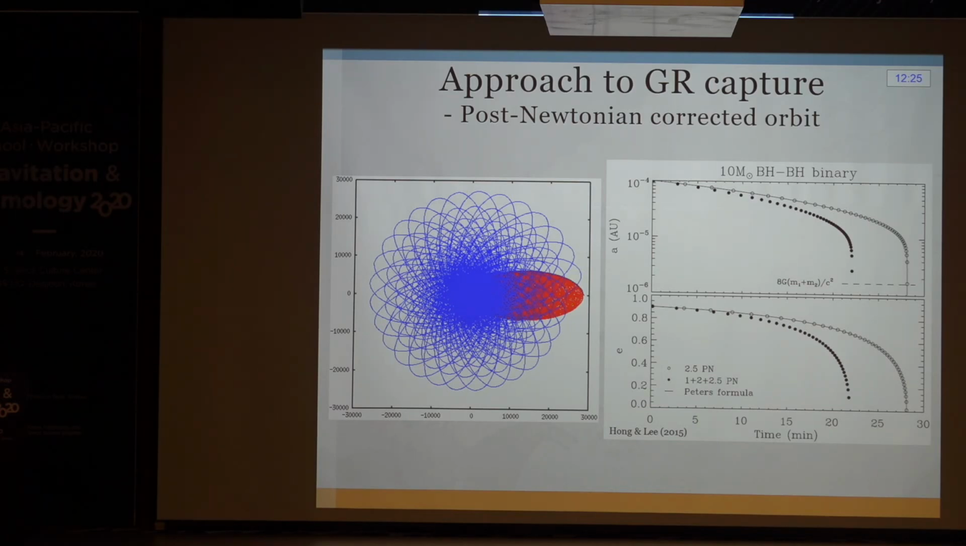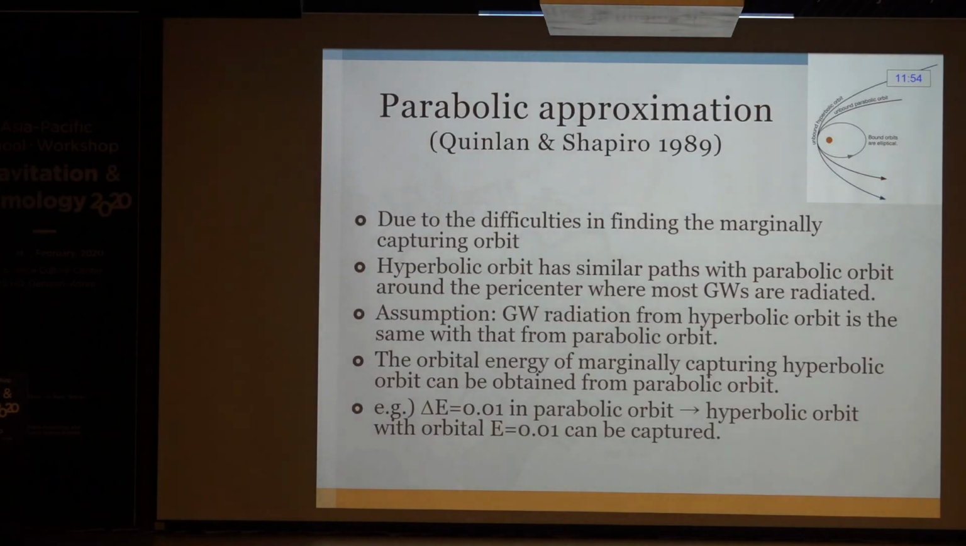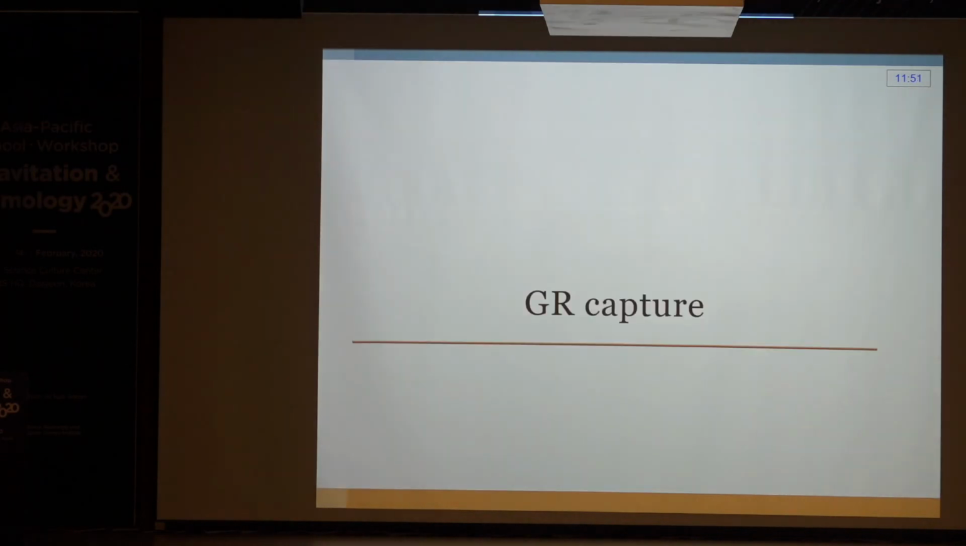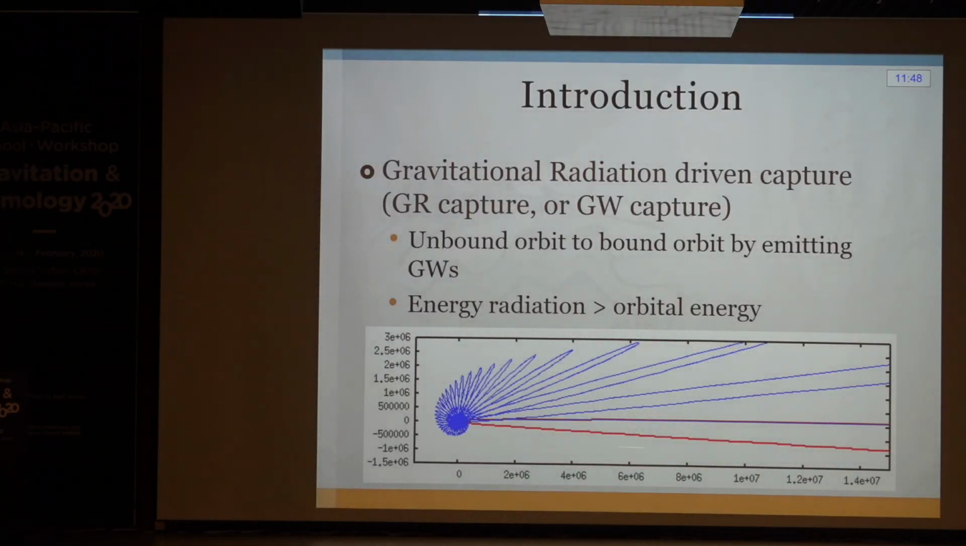And second method, if we consider the post-Newtonian equation of motion, then its orbit is like this. This shows a kind of precession like that. In that case, according to the second method, the semi-major axis and eccentricity decrease more quickly. And we can use this method for the GR capture. For example, I showed you this orbit, and here these blue lines are drawn by the second method.